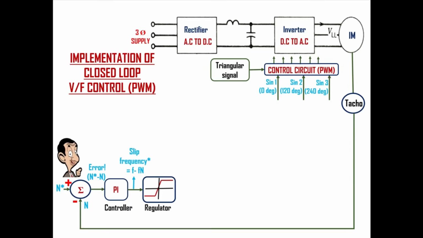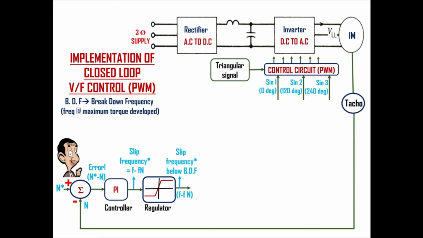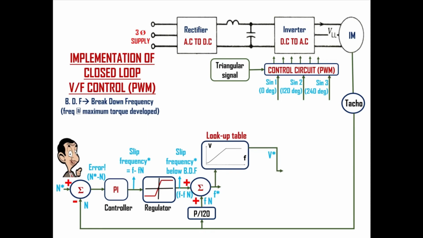Now the slip frequency f minus fn is going to be added with the rotor speed frequency fn, which we can get if we multiply the rotor speed with P by 120. So we will get this desired frequency f star, because f minus fn plus fn will be equal to f, which is the stator frequency or line frequency. With the desired frequency f star, we can get the desired voltage V star using a lookup table that includes the characteristics as shown. Next, the desired frequency f star is converted to omega star by multiplying it with 2 pi. Then omega star to omega t star by doing integration.